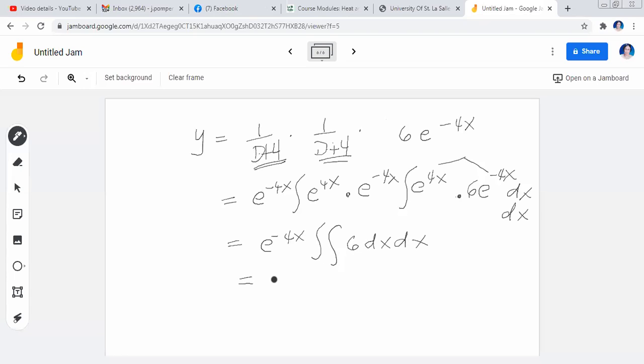And of course, you know that's very elementary for a ChE and an ECE student. Integrating 6 once will give you 6x. Then you'll have dx. Integrating it again for the second time will give you what? That would give you 3x squared. So see, this is your particular solution already. Yp is equal to 3x squared e raised to minus 4x.